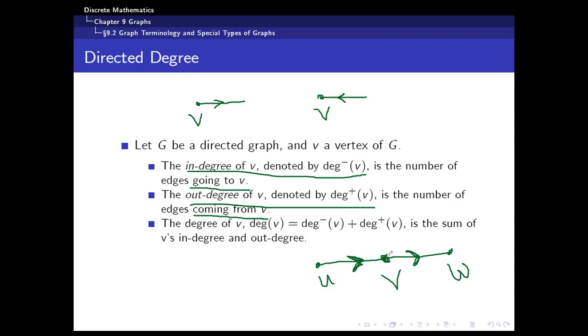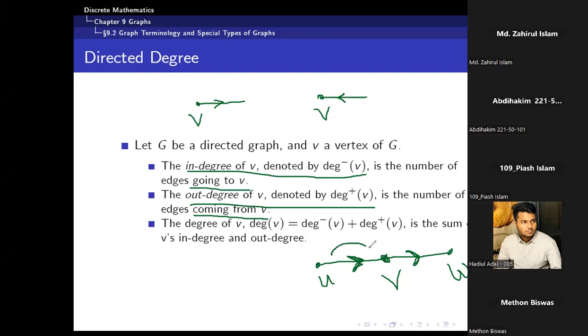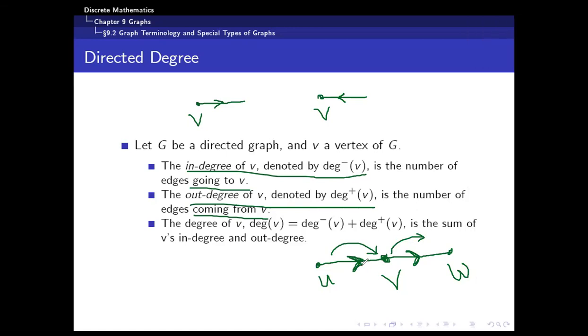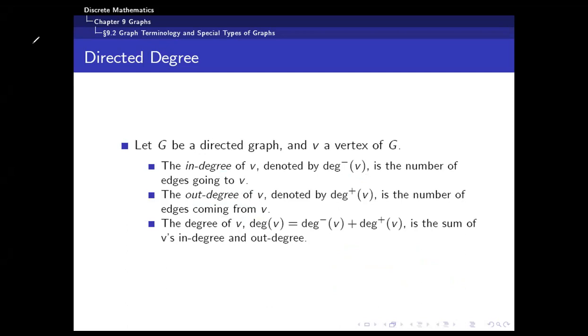Yes, sir. So for V, the line which is coming in is the in degree, and the one which is going out is called the out degree. How many lines are coming? One. And how many lines are going? One. So in degree will be one, out degree will also be one. Is it clear? Yes, sir. Okay, let us see another example. I hope by seeing the example you will understand on the next slide.